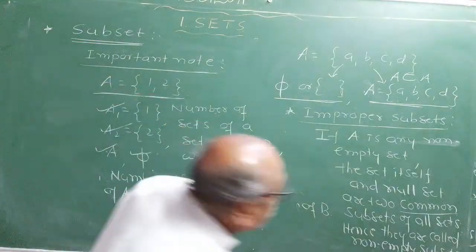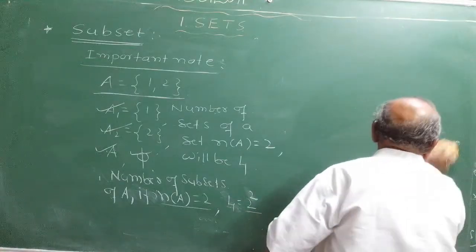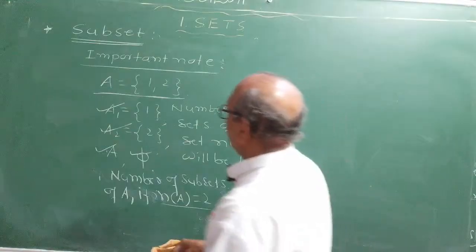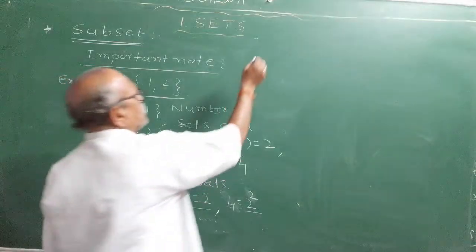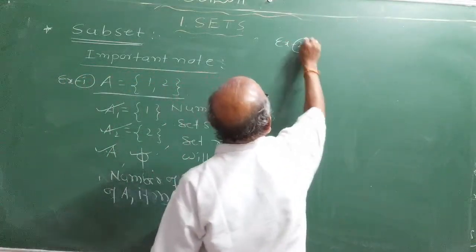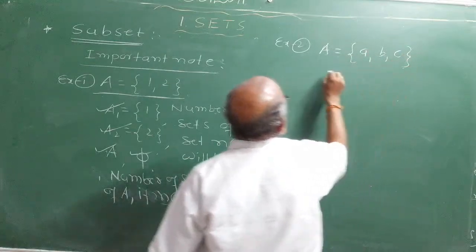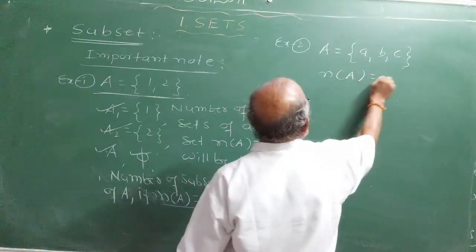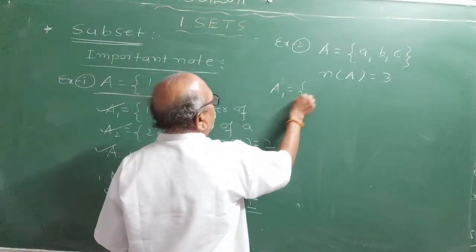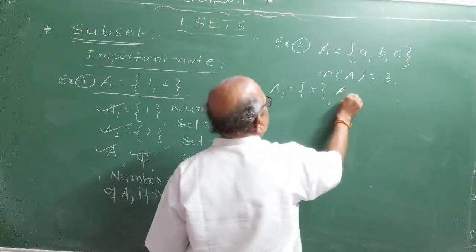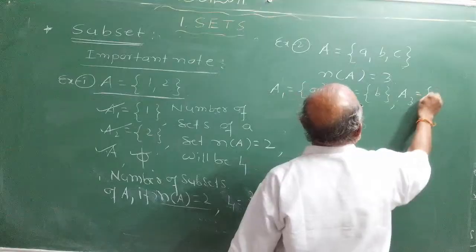Now I will take another set containing 3 elements. An important note for competitive exams, it has appeared a number of times in competitive exams. Go on writing the subsets. Example 2. I will take a set A is equal to A, B, C. How many elements are there in it? N of A is equal to how many? 3. Go on writing all possible subsets. Say A1 is a subset containing A. A2 is a subset containing B. A3 is a subset containing C.